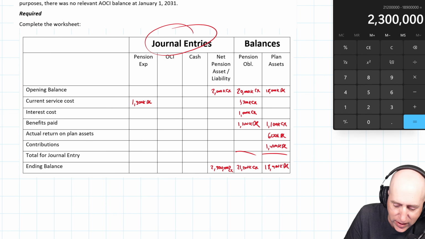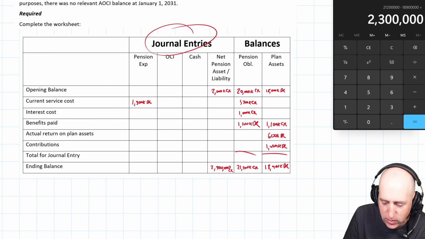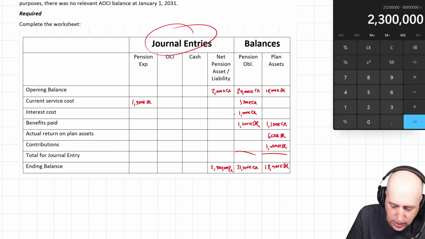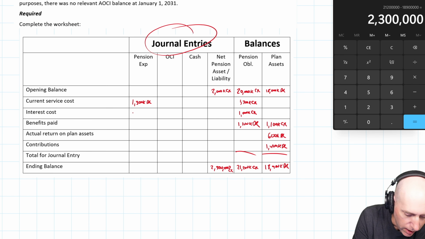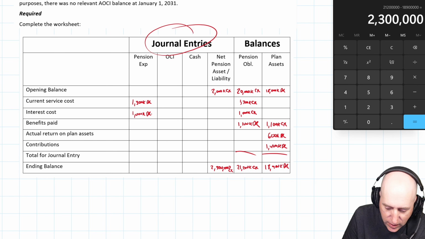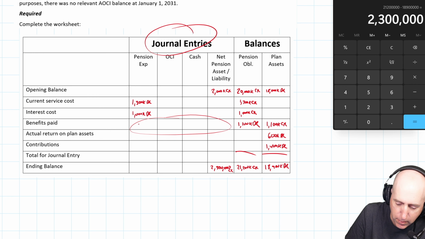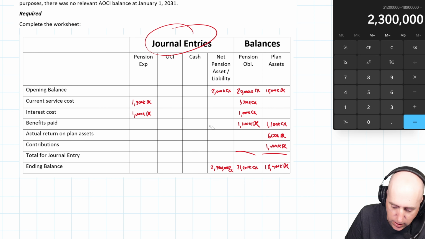It's sort of like a balancing thing, right? Debits got to balance with credits. You can see this line, the debits balance the credits. And we'll continue to do that throughout. Interest cost, well, guess what? That's a debit to our pension expense, $1 million. Benefits paid, the debits already match the credits. There's nothing to do over here to balance it. Debits do match credits.